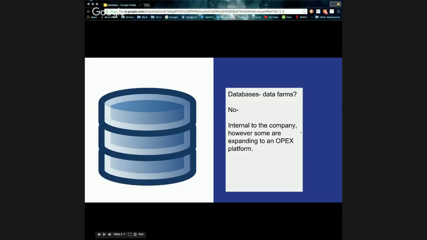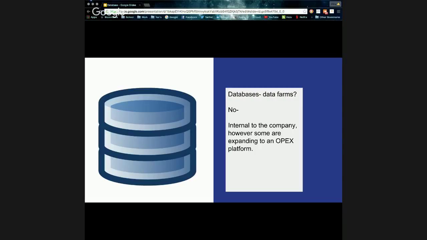So databases are not data farms. They don't just store data. They're custom designed to actually tailor whatever the company's data is and analyze and report it in a way that's kind of user friendly. So it's not just a place to store information, but it's also that aspect of looking at it and using that data to make informed business decisions.